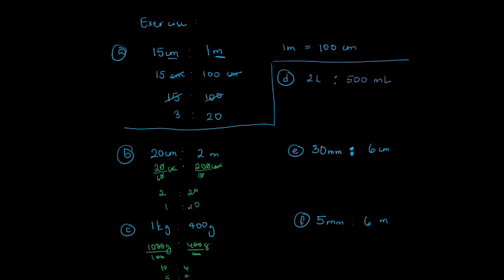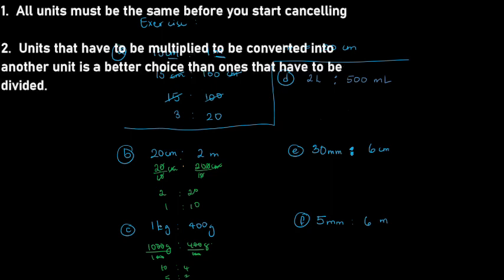a 1 to 10 ratio. And here we have 1 kilogram to 400 grams, so we want to change the kilograms to grams. Basically, you want to change the kilograms into grams, because if you change the grams into kilograms, you'll end up having a decimal point of 0.4. So we want whole numbers. Here we have 1,000 to 400, and we end up with 5 to 2.